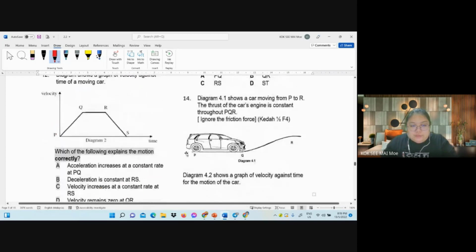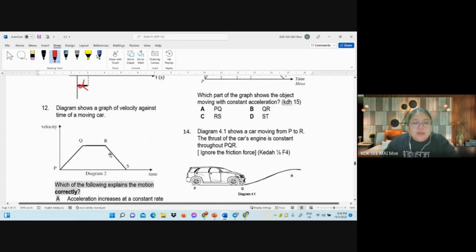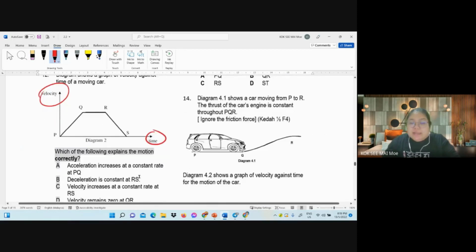I think we continue with question 12. Okay, this one is a VT graph. Okay, which motion is correct? Okay, they want the correct motion. So from here, they say acceleration increases at a constant rate, PQ. P to Q.